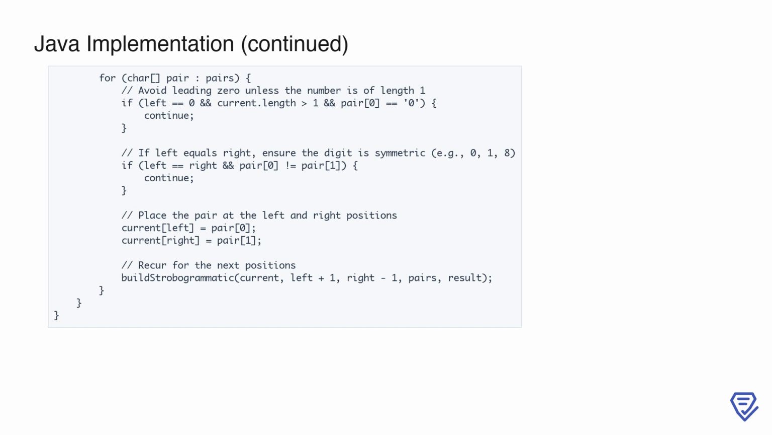Similarly, if left equals right, the digit pair must be symmetric, such as 0, 1, or 8, because the middle digit in odd-length numbers must look the same when rotated. For valid pairs, we assign the digits to the left and right positions in the character array and then recursively call the method for the next positions, moving left one step inward and right one step outward. This process ensures that all possible strobogrammatic numbers of the given length are explored and added to the result list.